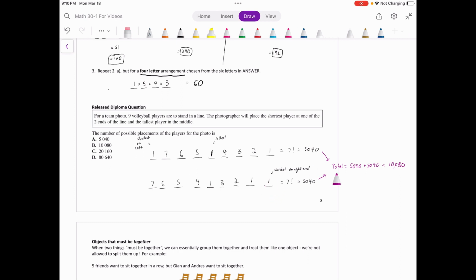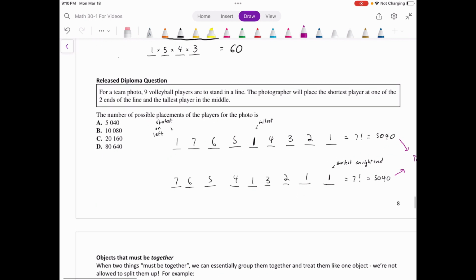So that's why we're adding them here, because there are 5,040 ways to do it this way, but there's 5,040 ways to do it another way. So we need to add those up, right? For these 5,040 ways, we can't do it another 5,040 ways each. So it doesn't make sense to multiply there. So our answer is B, 10,080.